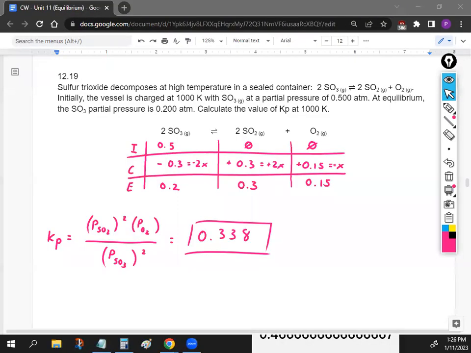Okay, so I set up the table for you. Just double check this is what you got, and you should get an equilibrium constant of 0.338, something around there. If you round it to 0.34, that's fine as well. If you have 0.3375, that's fine as well. Anything close to that is good.